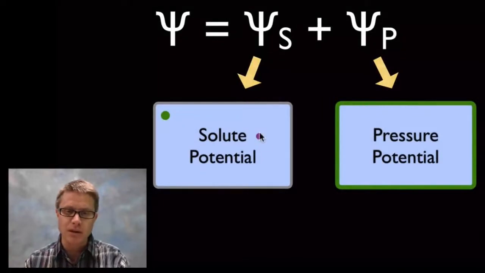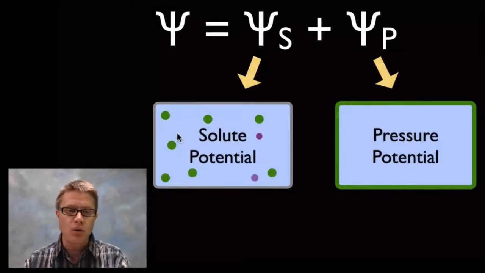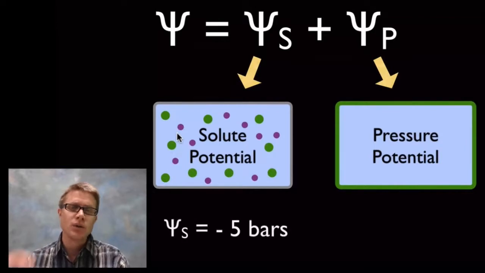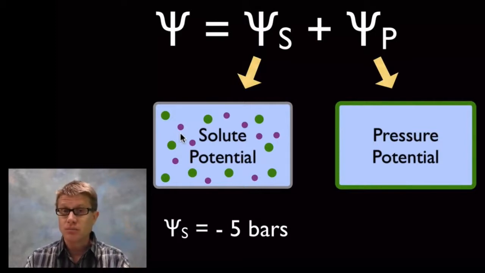Why is that? Remember, we're taking up spaces in here that water would occupy, so we're going to have less water. Let's say we add a whole bunch of solutes to it. It's really going to decrease that solute potential. So maybe it's going to be around -5 bars. So that's due to osmosis, or that push of osmosis.